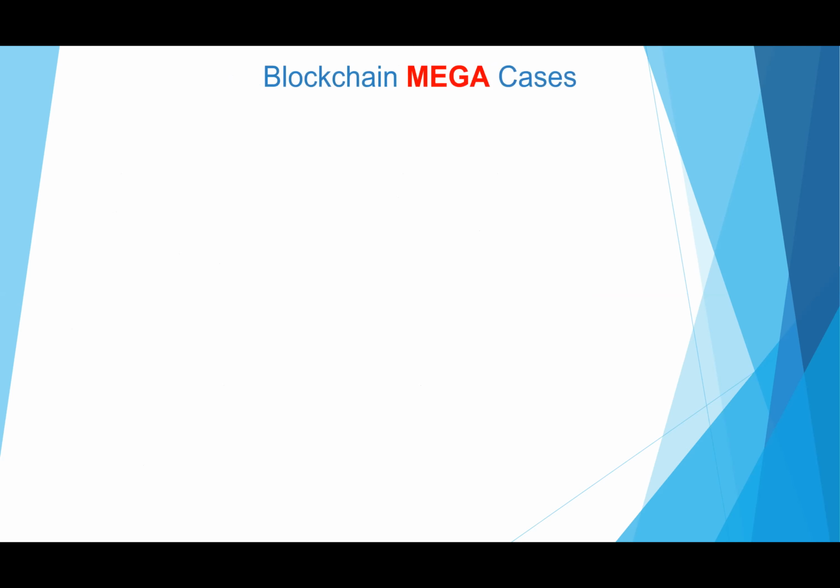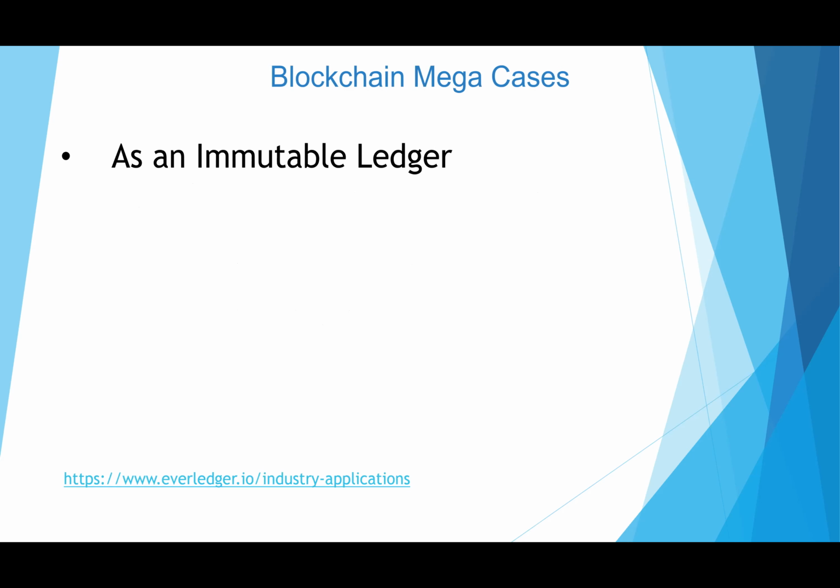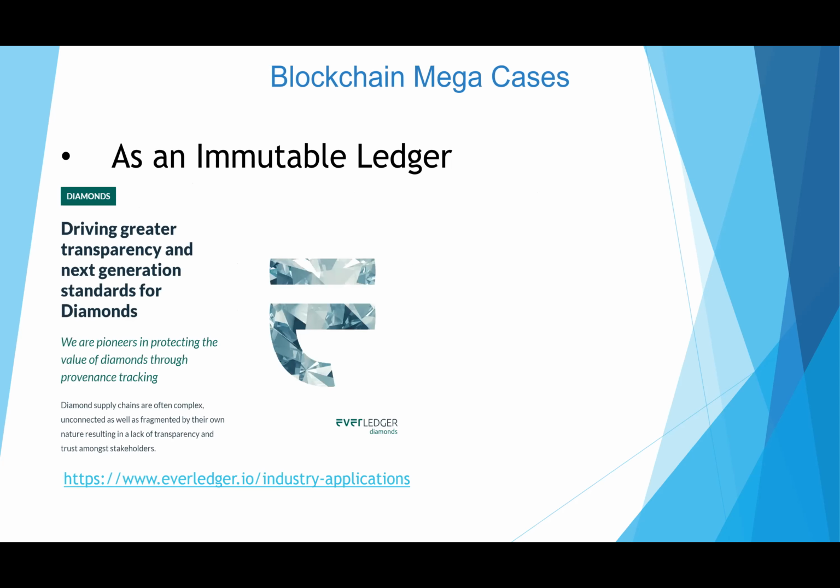Quickly then, on the use cases, I see there are 5 major areas that are using blockchains: as an immutable ledger, as cryptocurrency, to provide digital identity, there's programmability, and then there's tokenization of assets, which is a growing area at the moment. First one, as an immutable ledger, the major use case here is Everledger.